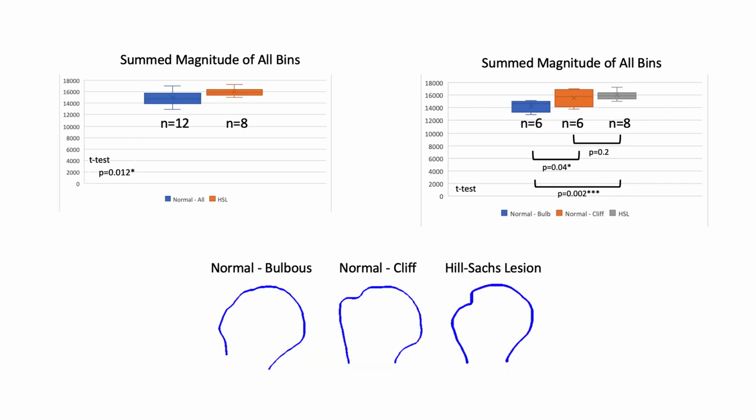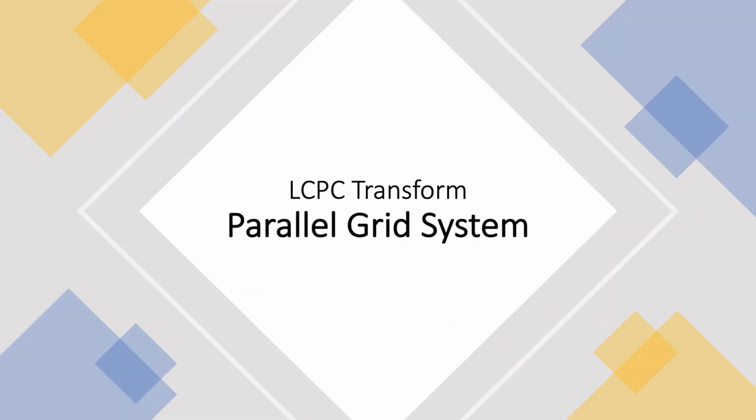This method allowed us to stratify normal shoulders compared to those affected by Hill-Sachs lesions. If you look here on the right, there's a nice separation between the blue box, which is the bulbous morphology, and the gray box, which are the Hill-Sachs lesions. But there is very poor separation between the orange box, the normal cliff morphology, and the Hill-Sachs lesions. So we need to do better in order to separate what we know is normal from what is a lesion. To do that, we use a different approach, this time a parallel grid system instead of the radial grid system.